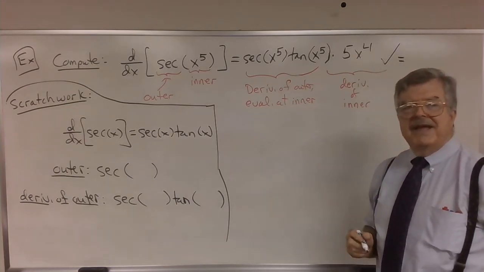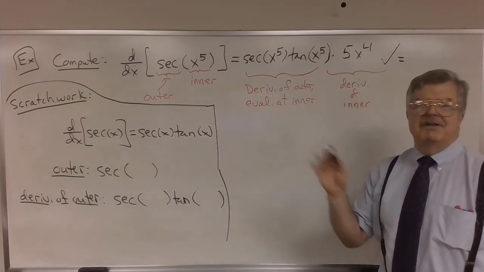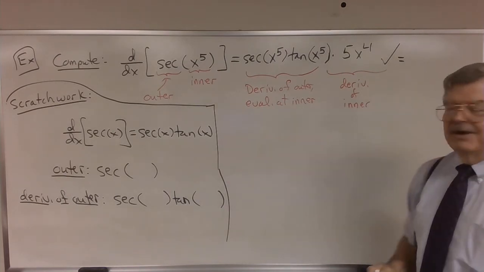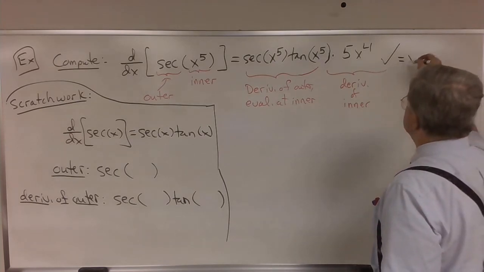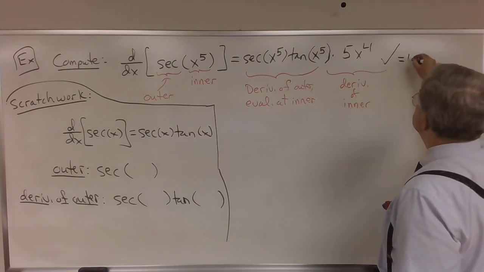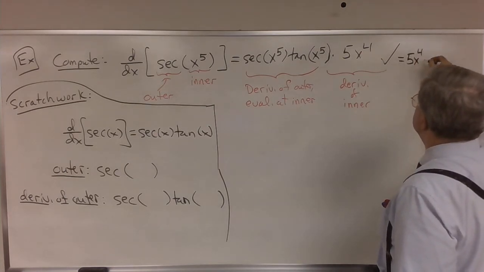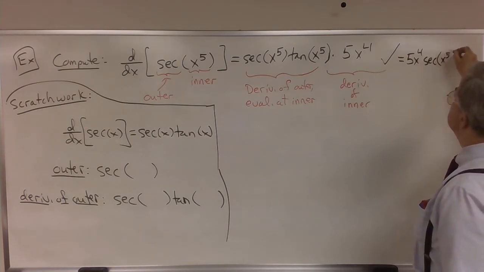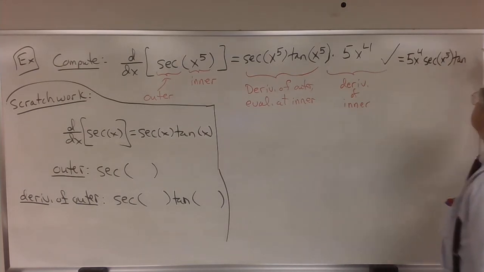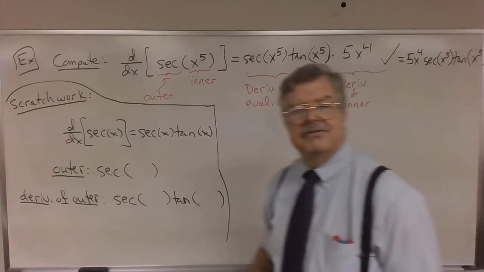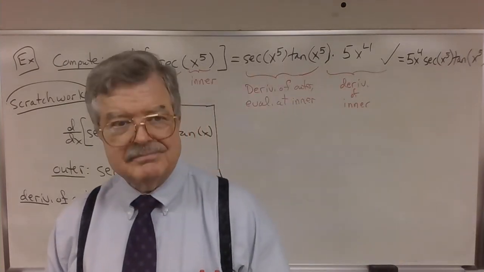Some people, if they have a product of polynomials and trig functions, they like to put the polynomials out front. So I'll put the polynomial, 5x to the fourth, out front. And then I have secant x to the fifth tangent x to the fifth. And we pat ourselves on the back and say, bravo. Well done.